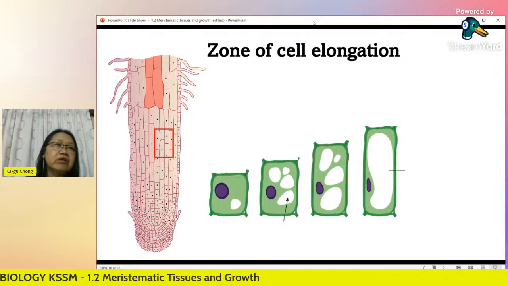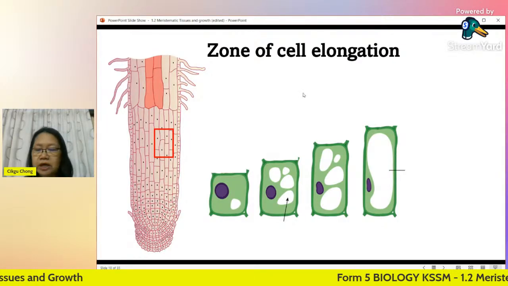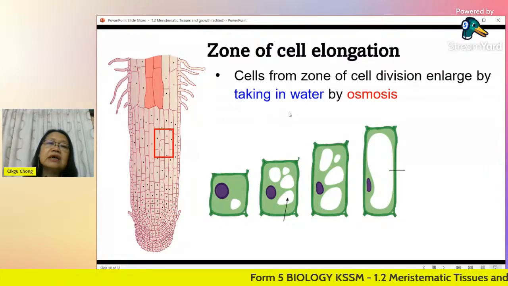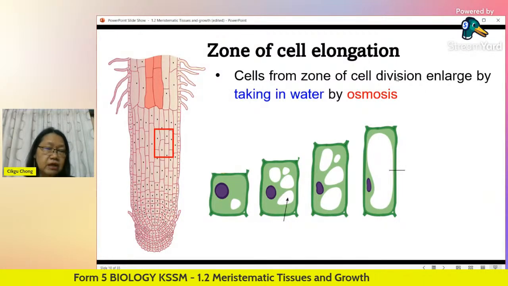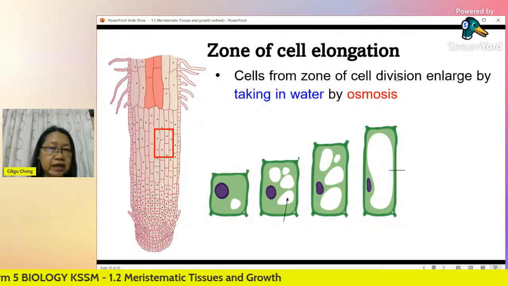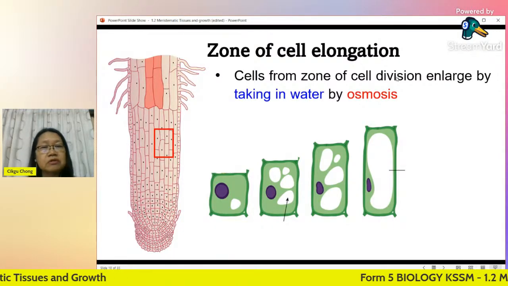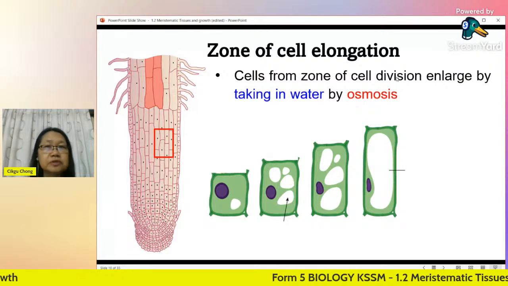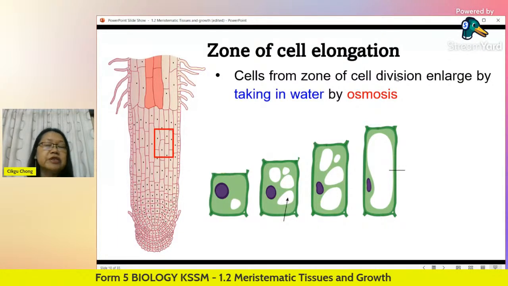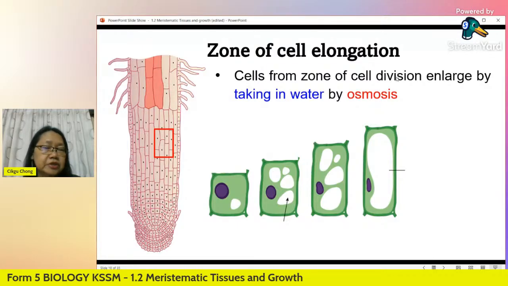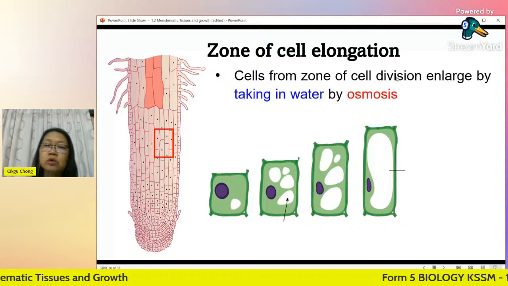They carry out a process which is called vacuolation. What happens is, cells from the zone of cell division, after they have been formed, will enlarge. How do they enlarge? They take in water. They absorb water through the process you have learned earlier, which is osmosis. The movement of water from a region of higher water potential into a region of lower water potential is called osmosis. So water goes in.